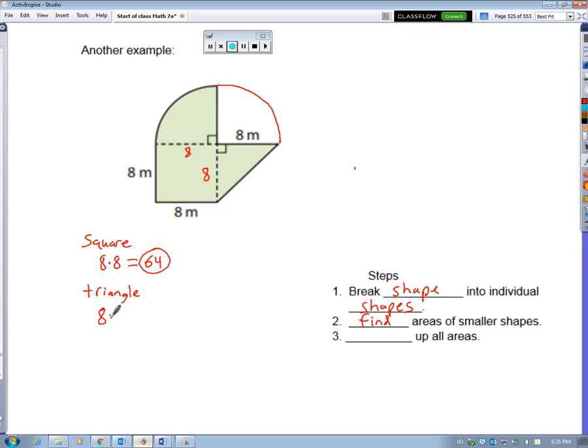So working out our triangle formula, 8 times 8 again gets us 64. But then we have that extra step of dividing by 2. That gets us down to 32. Alright, now let's take a look at the circle.